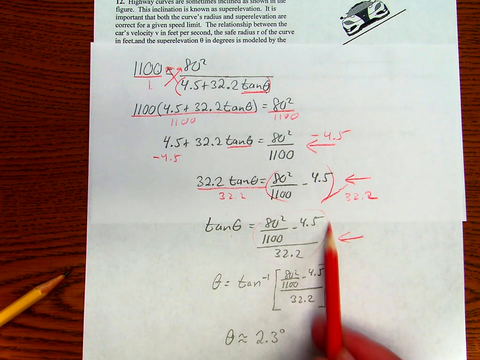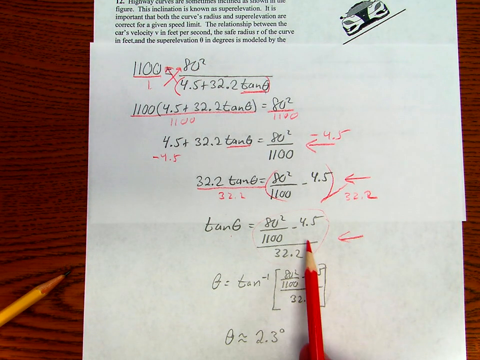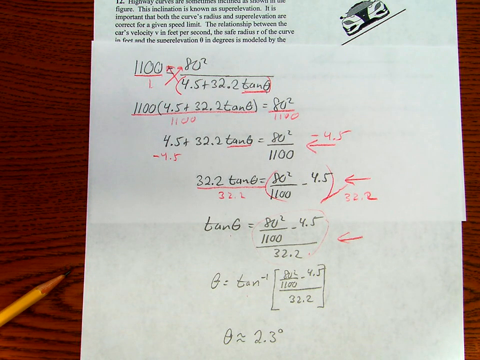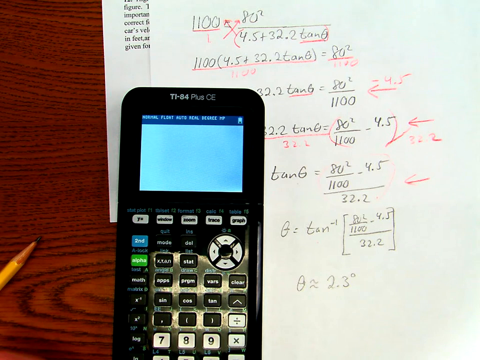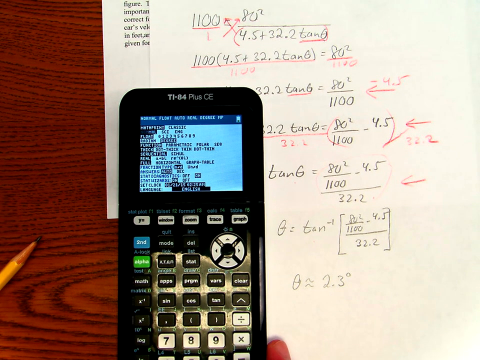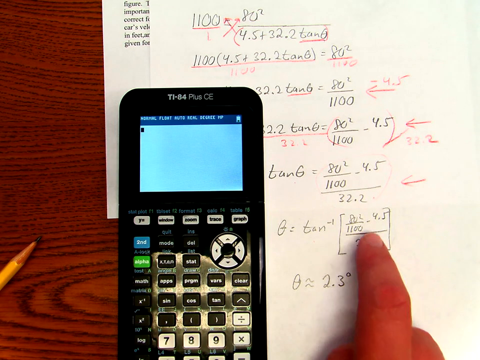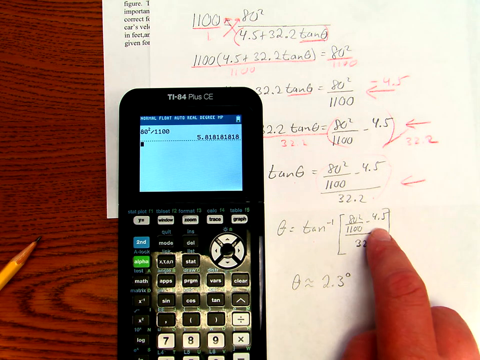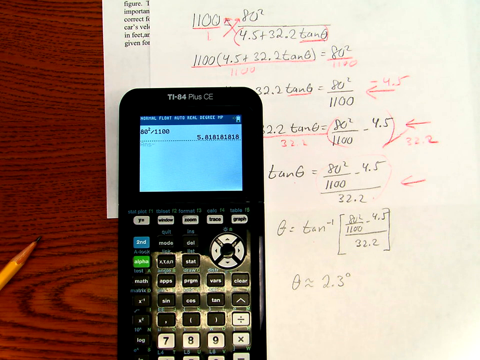That's just some decimal number that we have yet to find in our calculator. Whatever that number is, we're taking the inverse tangent of it. As far as what the keystrokes would look like, I double check my mode, make sure that I'm in degree mode. Yes, I am. I am going to work on getting that number right there. So it's 80 squared divided by 1100. Then I'm going to subtract 4.5. And then I'm going to divide by 32.2.